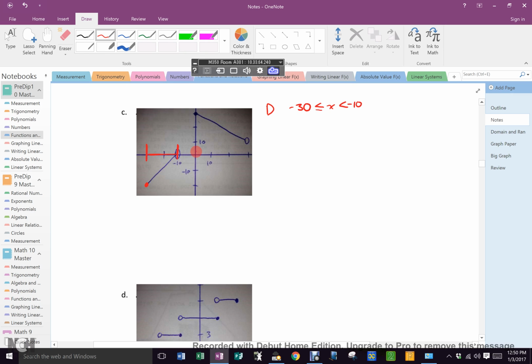But what happens when I get to 0? Does it start again? Yeah. So there's another set of my domain, which is 0. Is 0 included? Yep. So it's 0 less than or equal to x. And it goes up to what? Positive 30. Is positive 30 included? No. So I have two sets here, don't I?